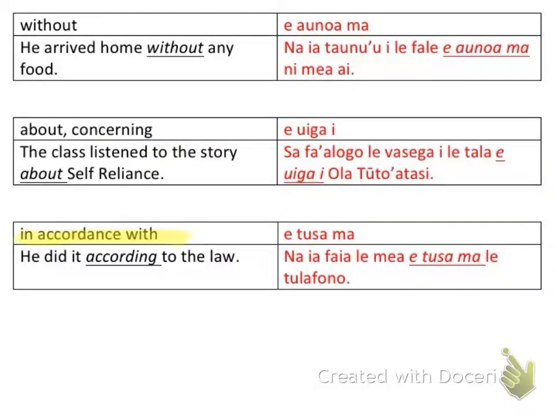And then "in accordance with" is e tusama, and the example sentence is: he did it according to the law, na ia whaia le mea e tusama le tula fono. Okay? So let me say that one more time. Na ia whaia le mea e tusama le tula fono.